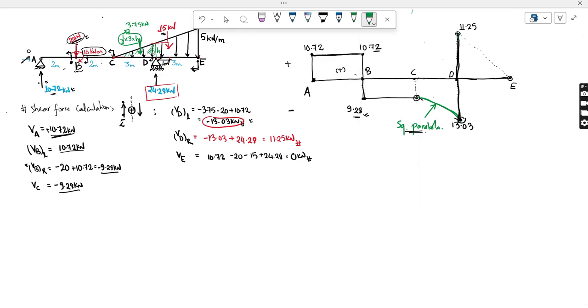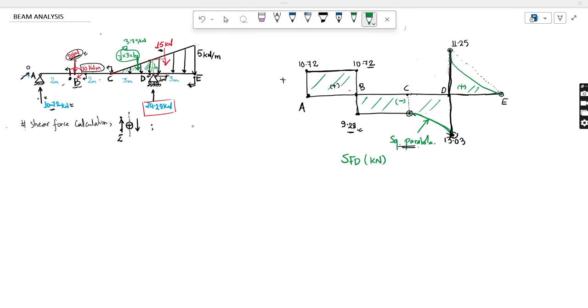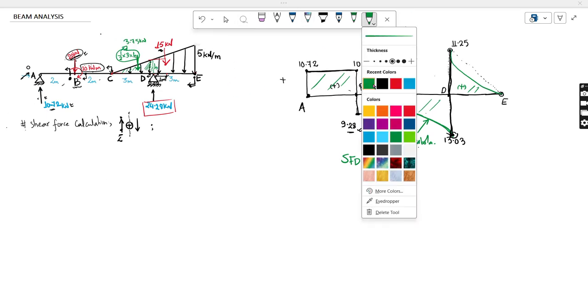So I am going with this one. Now this part is positive, and this whole part is negative. You can draw a proper hatch. So this is my shear force diagram. I haven't shown the units here, you can write it here as Newton.